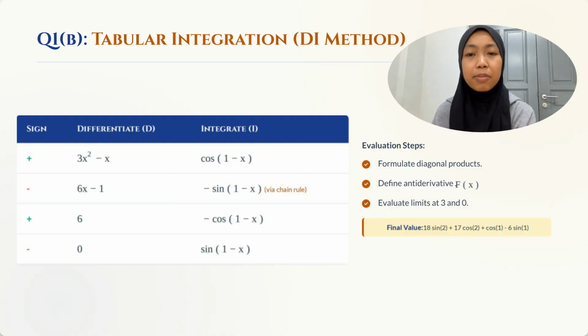After completing the table, our antiderivative function comes out to minus the quantity 3x squared minus x times sin of 1 minus x, plus 6x minus 1 times cos of 1 minus x, plus 6 sin of 1 minus x. Evaluating upper limit 3 and lower limit 0 with absolute precision leads us directly to the final exact evaluation of 18 sin 2 plus 17 cos 2 plus cos 1 minus 6 sin 1.